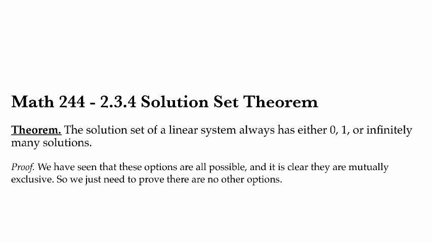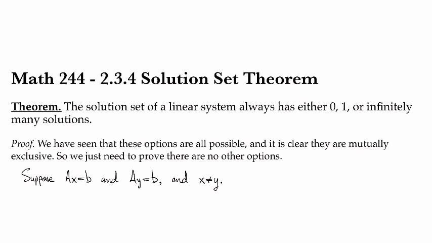So let's see. Suppose that x is a solution and that y is a solution for a linear system with coefficient matrix A and constant vector b. All right. And suppose that x and y are different.